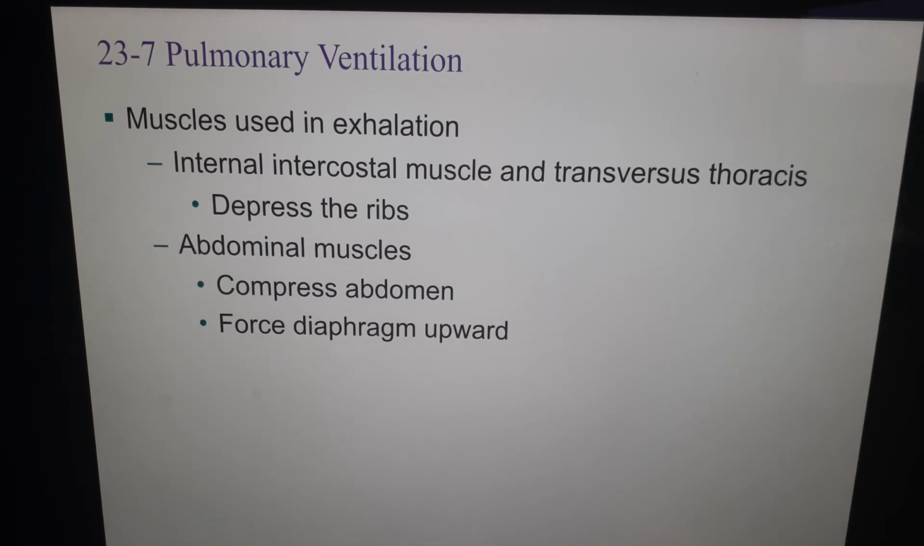To exhale, if you're forcibly exhaling, you can use your internal intercostal muscles, which push the ribs back down. And then your rectus abdominis compresses the abdomen and pushes the diaphragm back up.